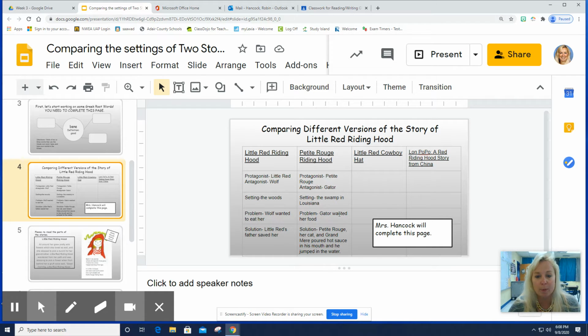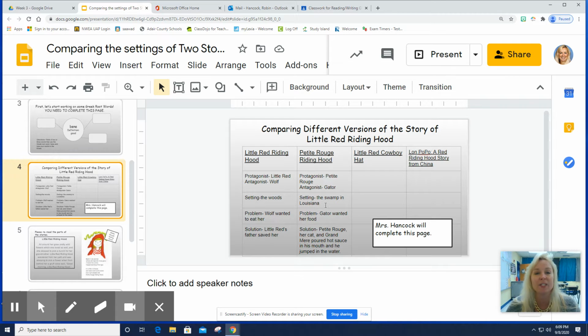So the problem in Petite Rouge was the gator wanted to eat her food. The solution was Petite Rouge, her cat and grandmare, poured hot sauce in his mouth, and he jumped into the water and swam away, okay? I am planning for us to read 2 more Little Red stories this week, so that's why these 2 titles are here. And it says Mrs. Hancock will complete this page. So you do not need to complete this page, okay? I put this here just so we can keep track of what we read.